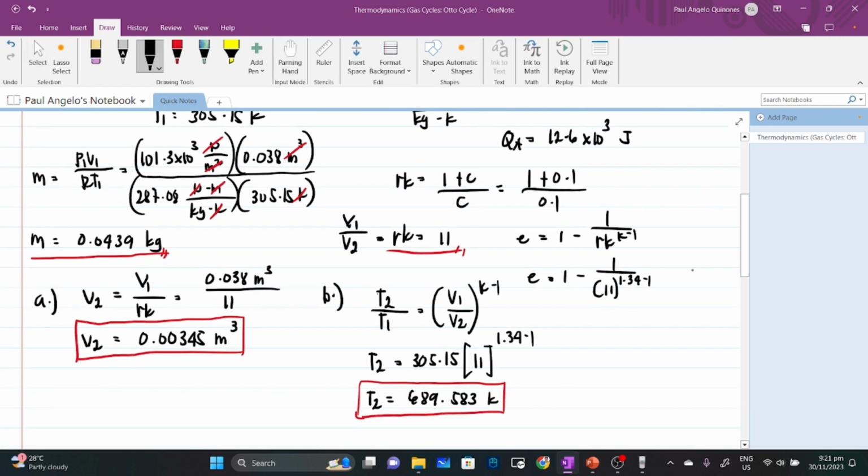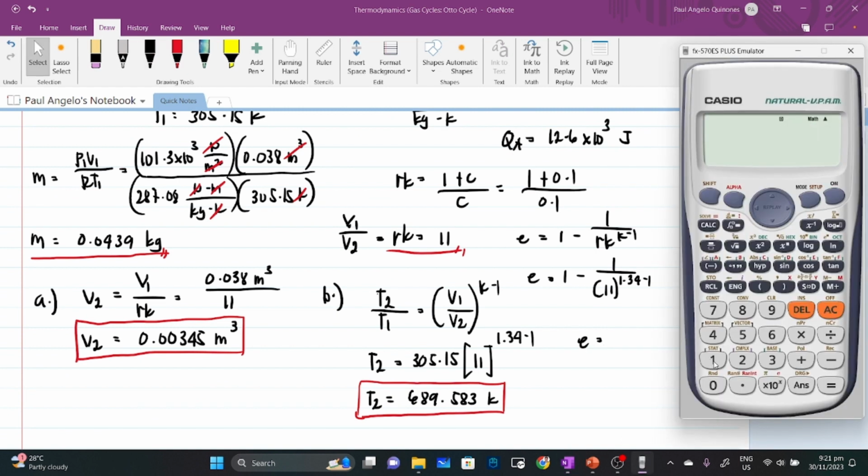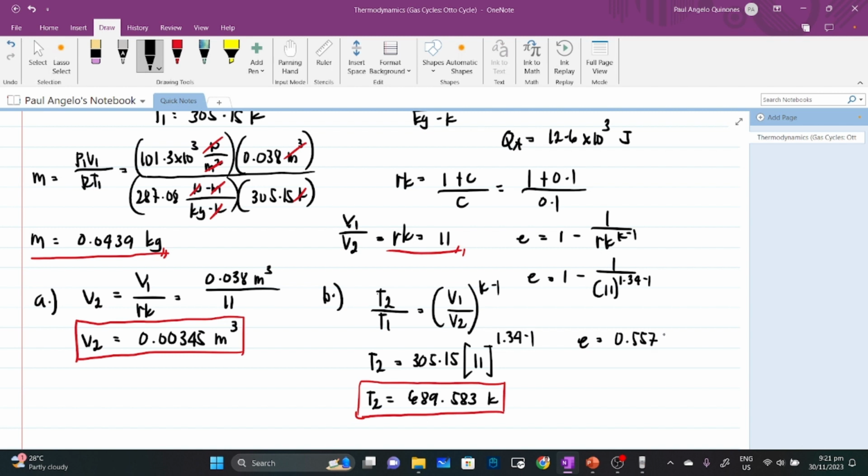So therefore, the efficiency here is given by 1 minus 1 over 11 raised to 1.34 minus 1. So that is 0.5574, or approximately 55.74%. So we will try to prove this one, okay, using the conventional approach.